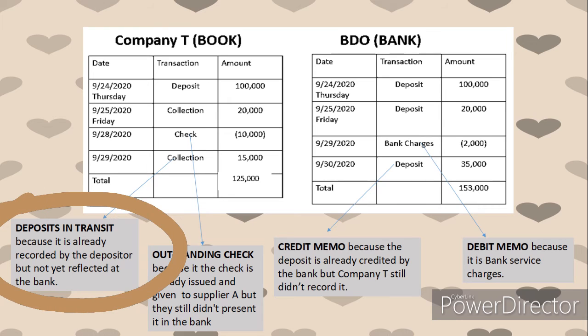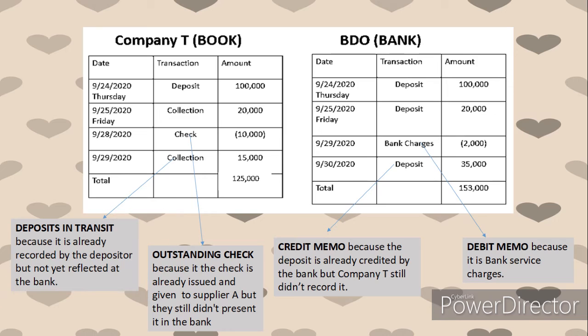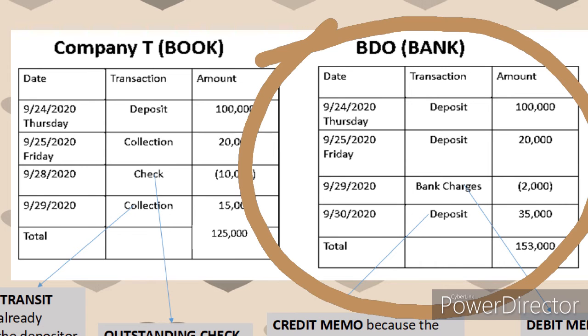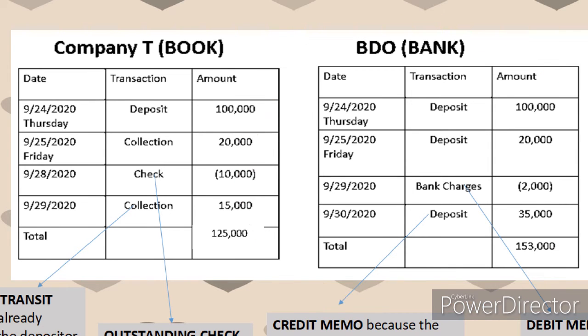Deposits in transit, because it has already been recorded by the depositor but is not yet reflected in the bank. Total amount 125,000. BDO Bank, date September 24, 2020, Thursday, transaction: deposit, amount 100,000.